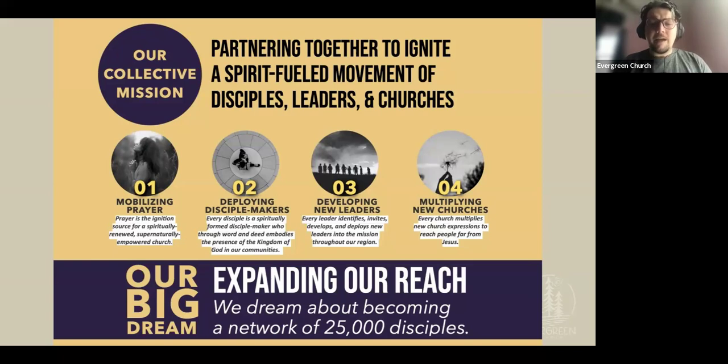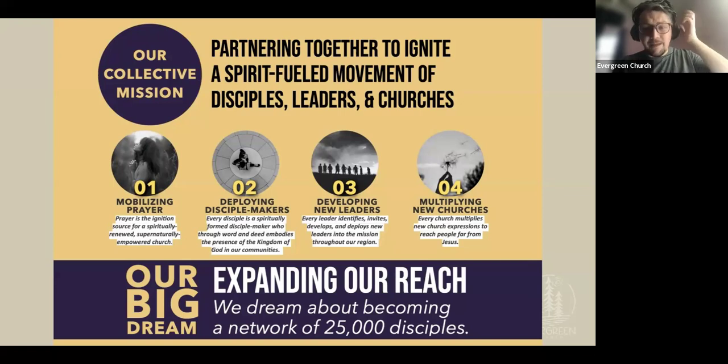And so prioritizing prayer, disciple making being central, developing and deploying new leaders, and then we'll see new churches be planted and new expressions of church. And that is moving us towards this larger dream as a conference to see a network of 25,000 disciples. And so when you look at our piece of that for 2028 of Evergreen, which is 817 disciples, you'll see that's a chunk of this larger 25,000.